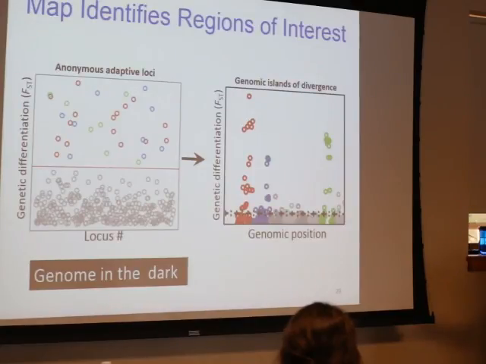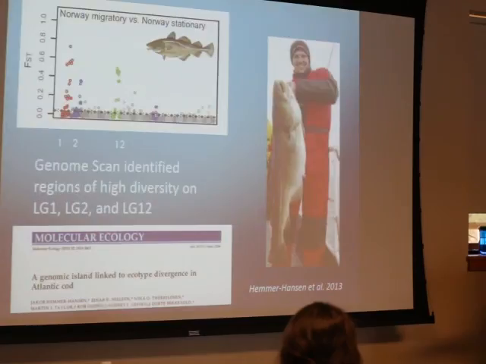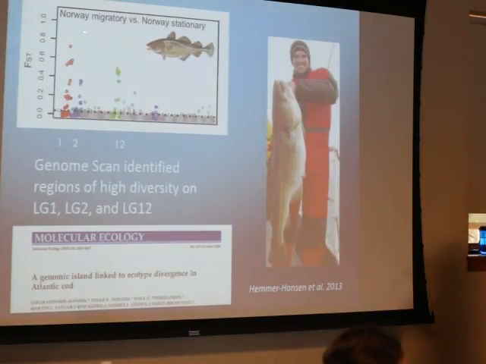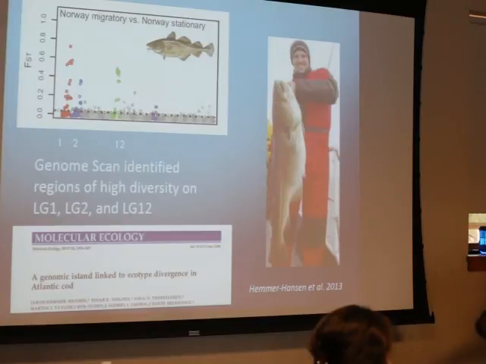So now we do. If any of you recognize this, this came from a study published in 2013 by Jacob Hansen, and it was looking at differences in cod between the migratory type and stationary type, and these are his different linkage groups, 1, 2, and 12, where he found these really interesting islands of orange.